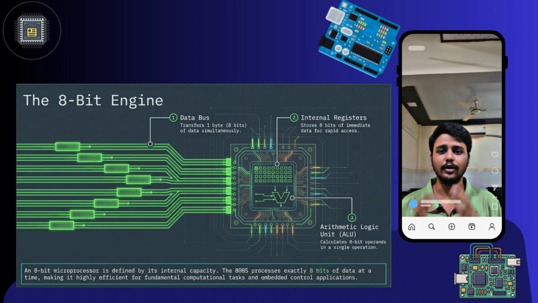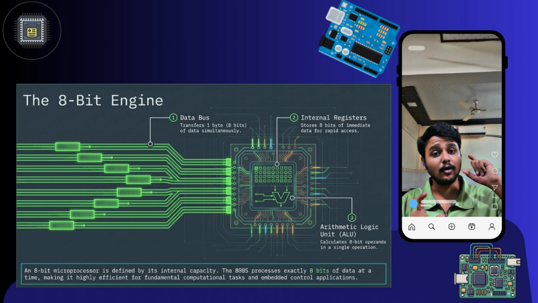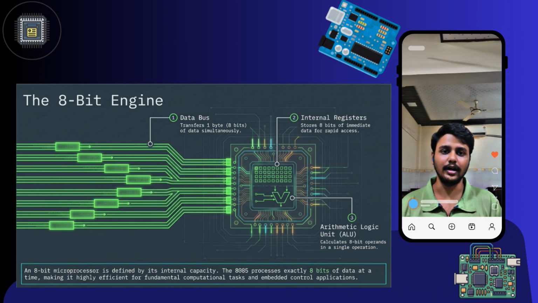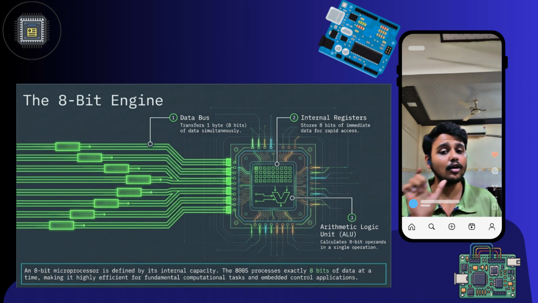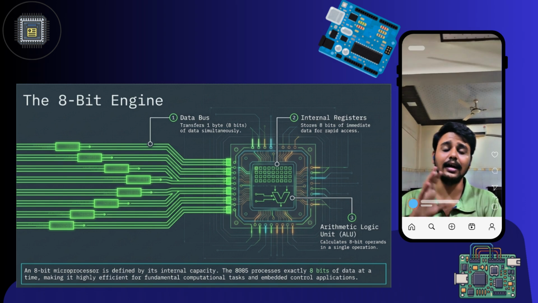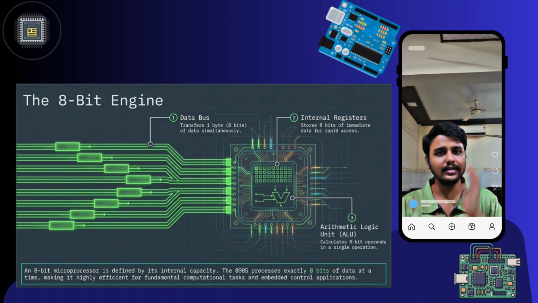Now, let us understand what it means when we say that the 8085 is an 8-bit microprocessor. An 8-bit microprocessor means that the processor can process 8 bits of data at a particular time. This means that the size of the data that the processor can handle in a single operation is 8 bits or 1 byte. The internal registers, arithmetic logic unit, and the data bus of 8085 are all designed to handle 8-bit data. This determines how the data is stored, processed, and transferred within the system.